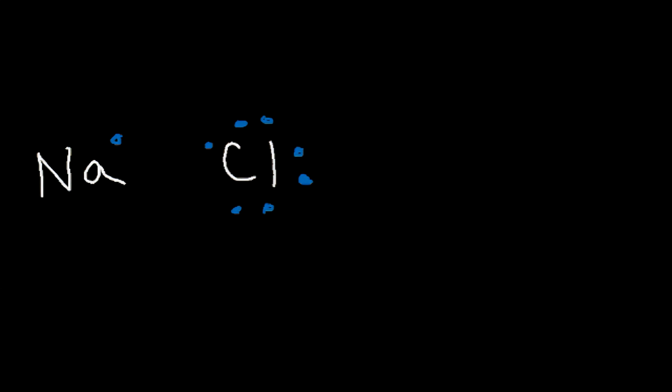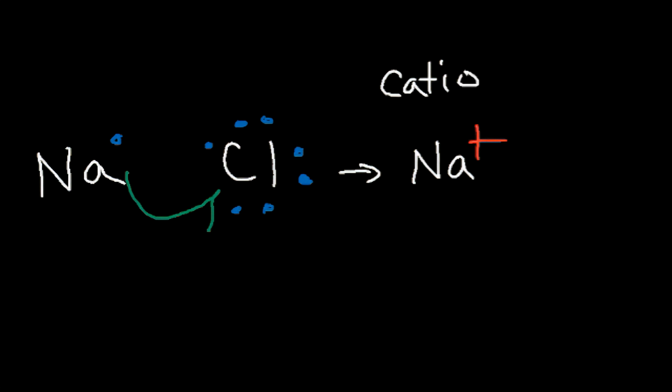Now, as we mentioned before, metals like to give away their electrons. Nonmetals like to acquire electrons. So sodium is going to give away its 1 electron to chlorine. When sodium loses that electron, it becomes a positively charged cation. Chlorine, on the other hand, now has 8 valence electrons, and so it becomes a negatively charged anion.